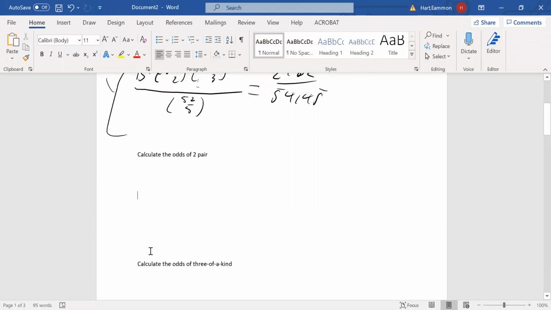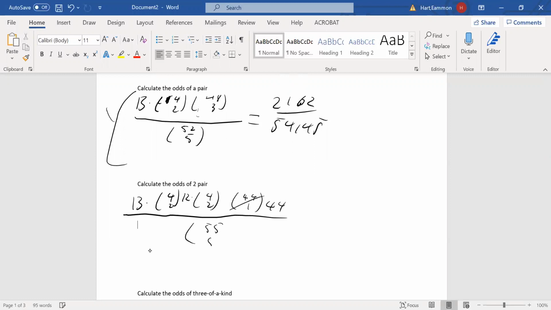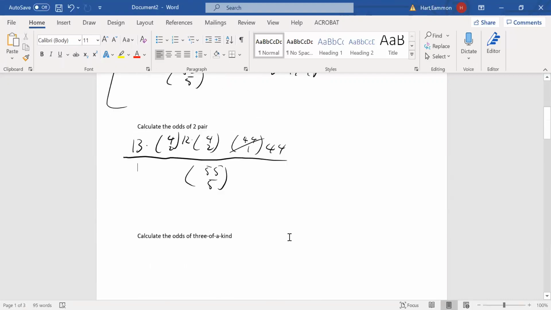So if I want to calculate the odds that I have 2 pair, it would be 4 choose 2 for my first set and 4 choose 2 for my second set. But I have 13 options here. And then once these 13 options are chosen, I have 12 options here. And then I have 44 choose 1. So that's just 44 options for my 5th card. Divide by 52 choose 5. So not too bad there.